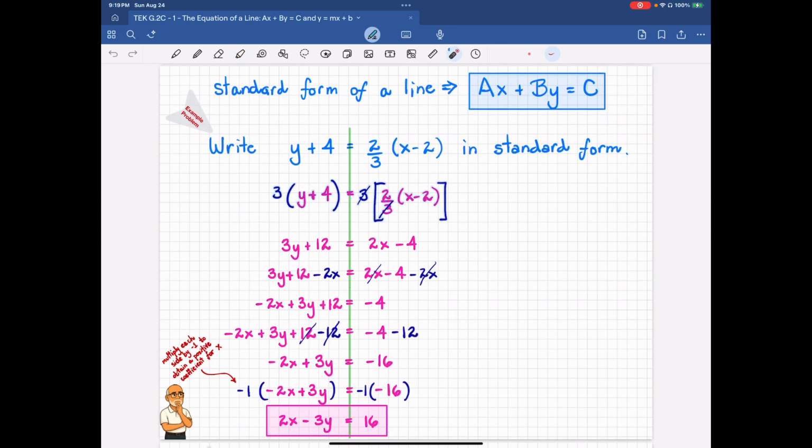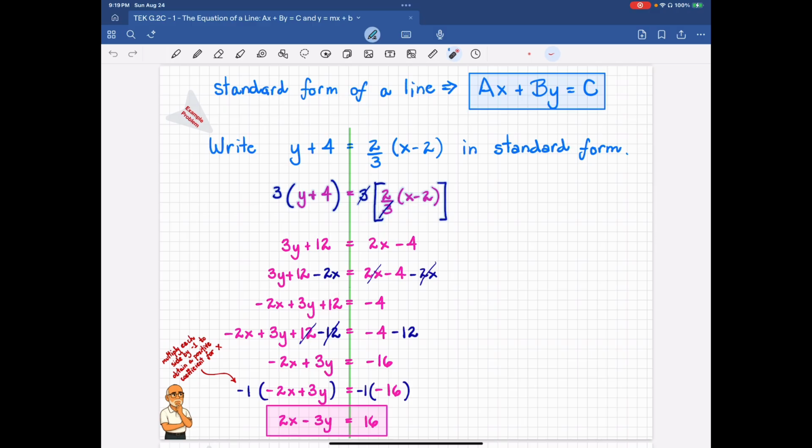The standard form of a line goes by this equation that's right here. It is ax plus by equals c. Now, the a and the b are what we call coefficients. Those are numbers that are next to these variables. And c is just a number. There is no variable attached to it.